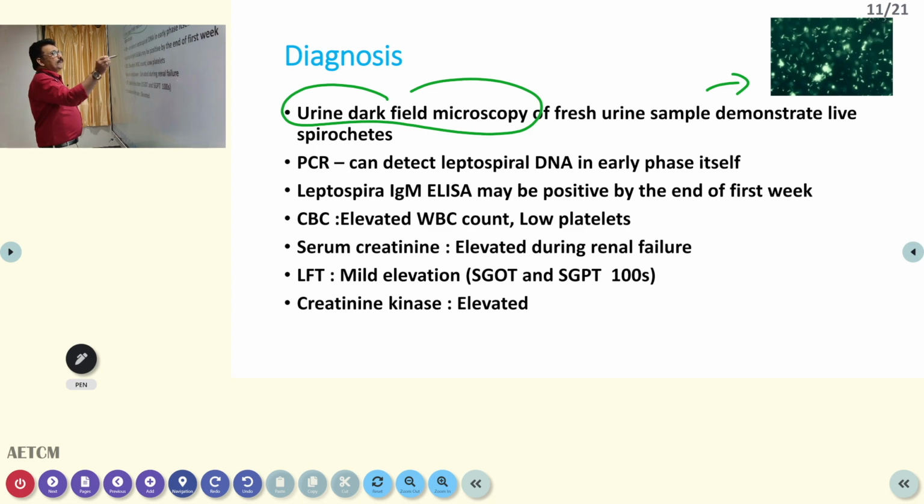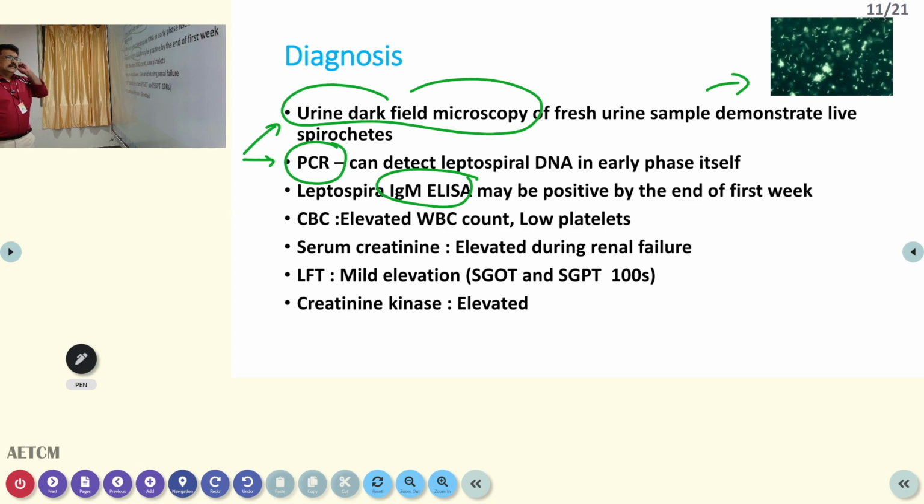The next investigation in the acute phase will be PCR. PCR can detect the DNA of Leptospira very early. So in the first week we can go for either dark field microscopy, a simple investigation that can be done at any center, or PCR, a slightly higher investigation that can also pick up the organism very early. From the second week onwards, the antibodies will be positive. Remember, in the first week the antibody yield will be very low. After 5 to 7 days, these antibodies will be formed in our body, and IgM ELISA can be positive after the first week.